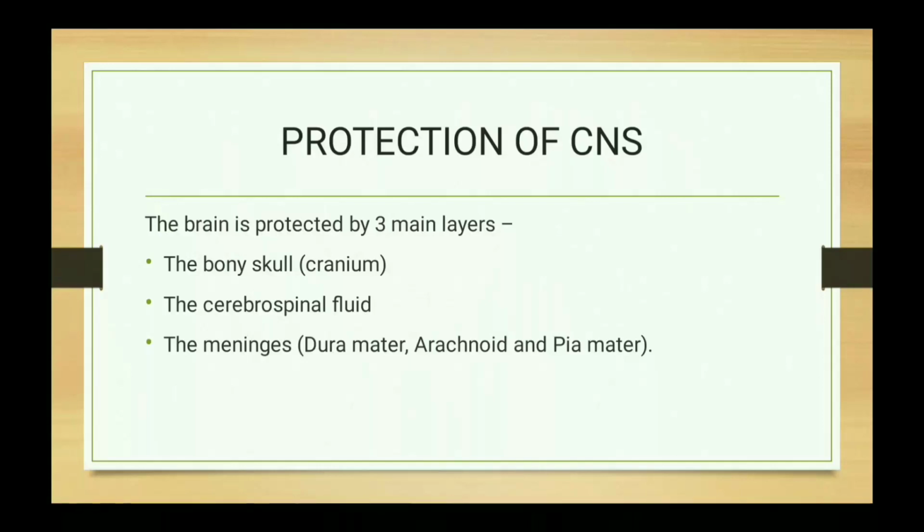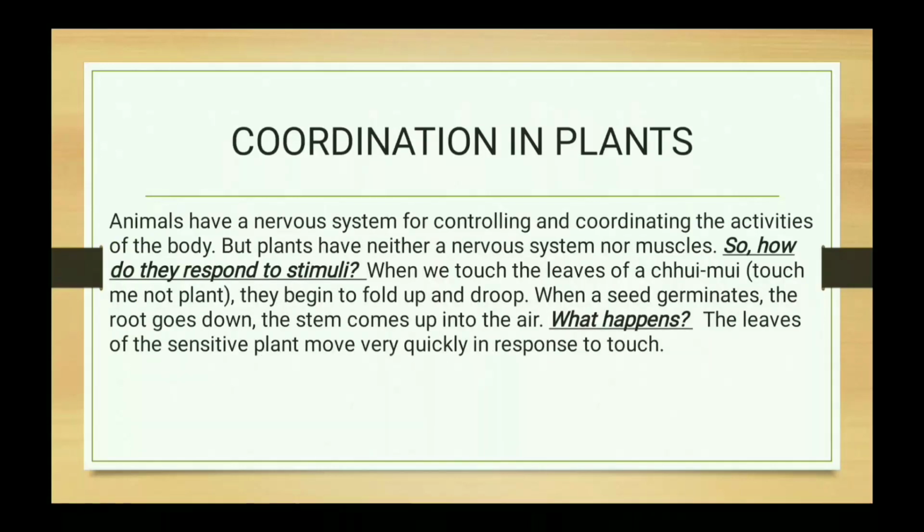Now moving on to coordination in plants. Animals have a nervous system for controlling and coordinating the activities of the body, but plants have neither a nervous system nor muscles. So how do they respond to stimuli? When we touch a leaf of the touch-me-not plant, it begins to fold up and droop. When a seed germinates, the root goes down and the stem comes up into the air. The leaves of the sensitive plant move more quickly in response to touch.